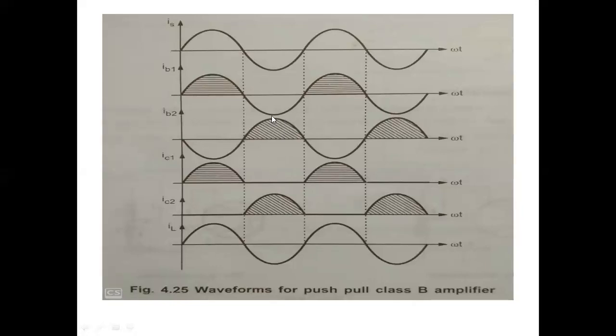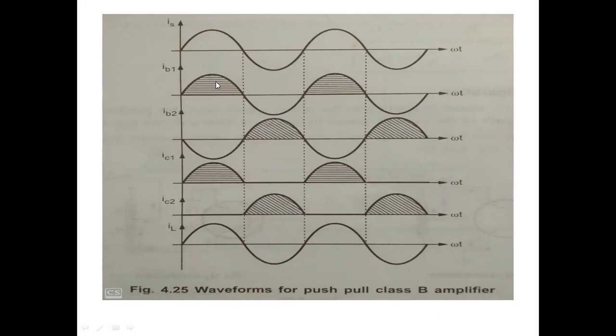The collector current of the first transistor Q1 is 0. And at this time, the transistor Q2 conducts. Q2 conducts because of this positive voltage at base B2. Q2 conducts, and we have some collector current IC2. IC2 means collector current of the second transistor. That is, we have some current. Okay, so that will be repeated.